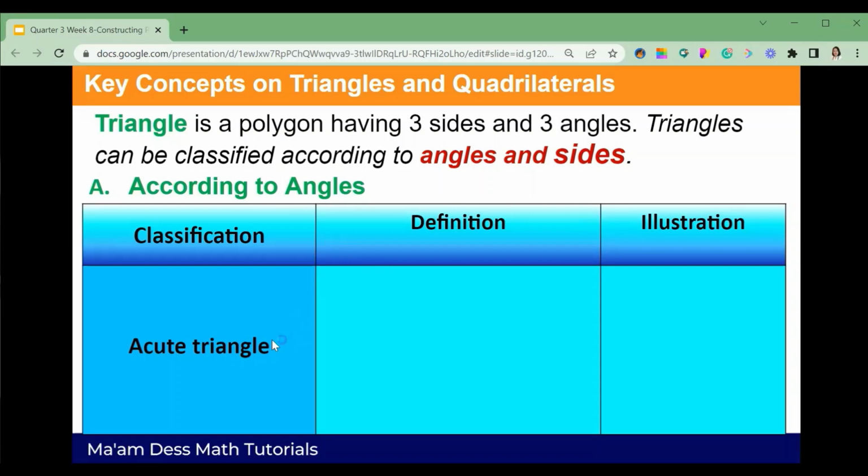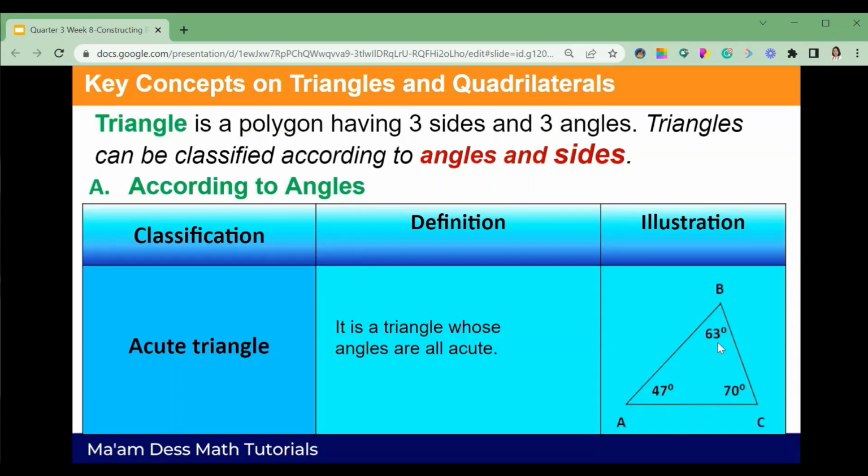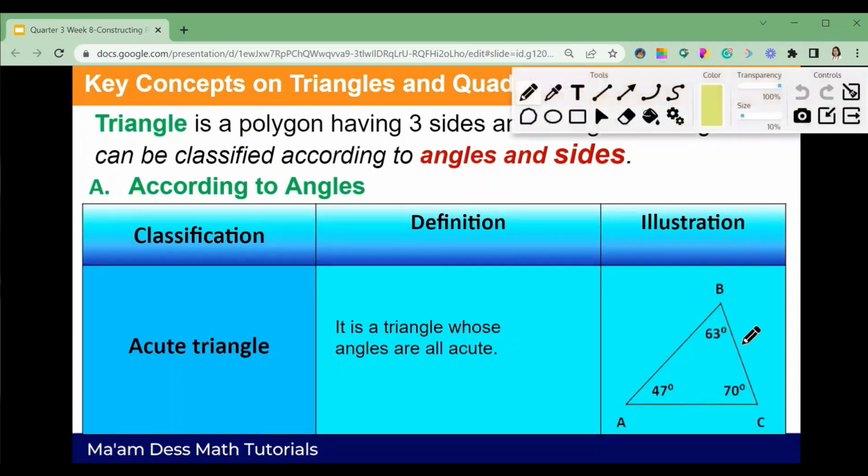The first one is the acute triangle. What do you mean by acute triangle? It is a triangle whose angles are all acute. Look at the illustration. For this triangle ABC, the measures of the angles are 63 degrees, 47 degrees, and 70 degrees. All these measures are acute angles.